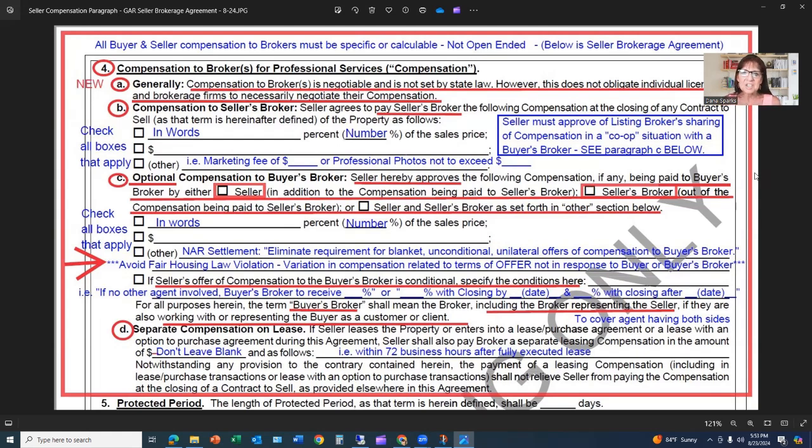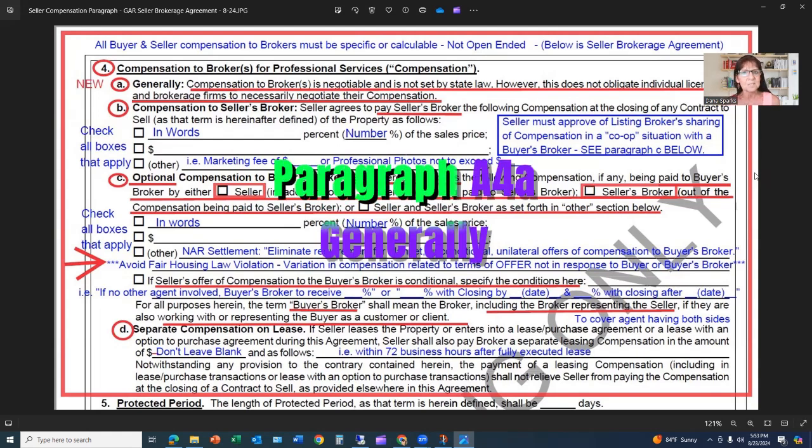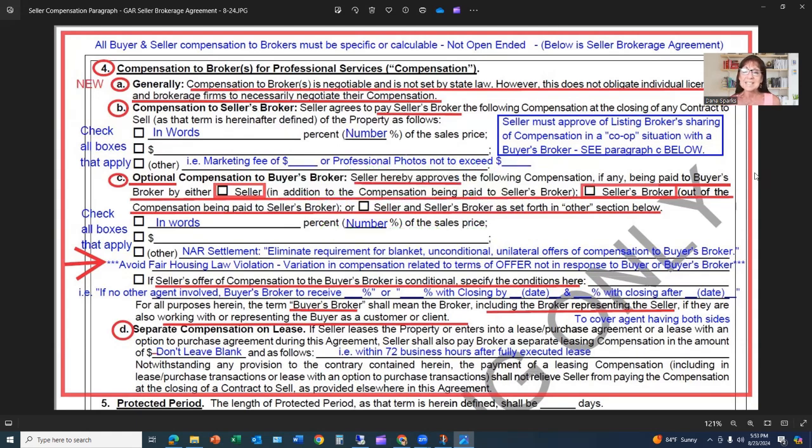But the compensation section, again, in the revision that came out July 1st, the first paragraph is in direct compliance with the NAR settlement that says our brokerage agreements must state that compensation is negotiable and not set by state law. So GAR in paragraph 4A has added a brand new paragraph. Actually, let me back up. The compensation section in Georgia for our sellers has been there for years and years and years. This is not new for our Georgia contracts.